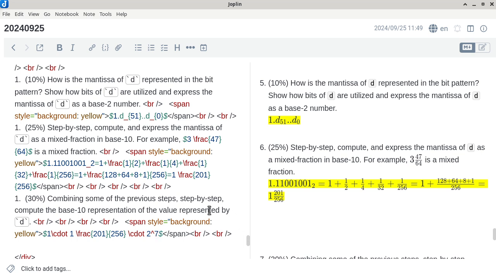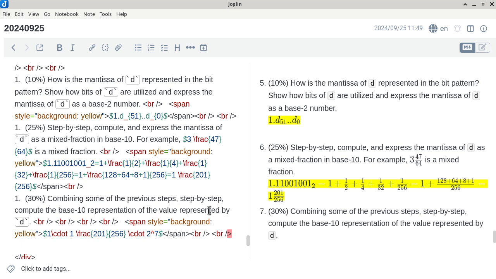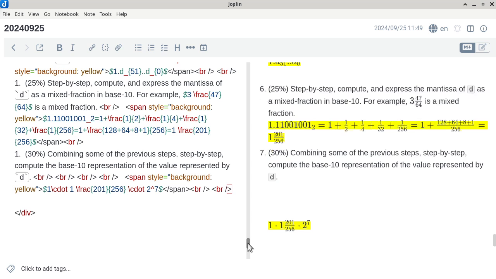Or get rid of some of the unnecessary BRs. There we go. Just have a whole bunch of those. All right, so there we go. Now we can figure out this math by hand, or if you use a calculator, that works too.